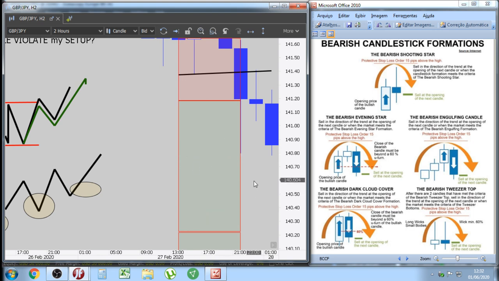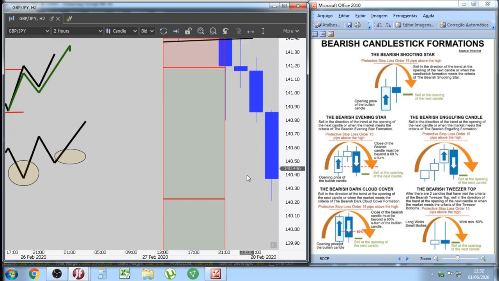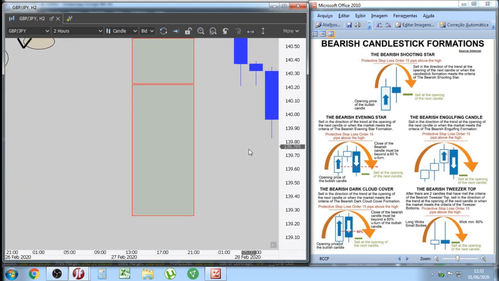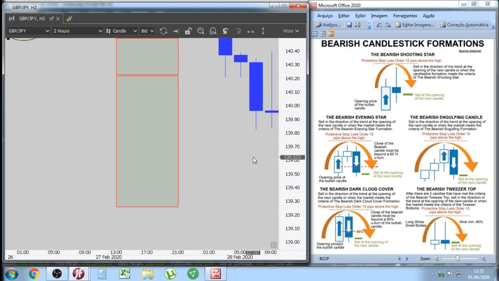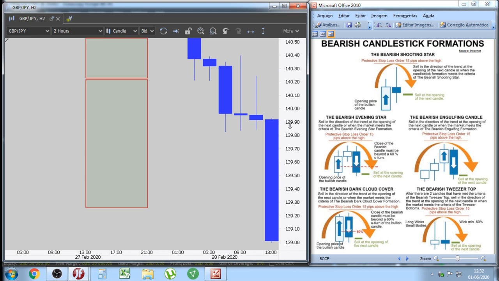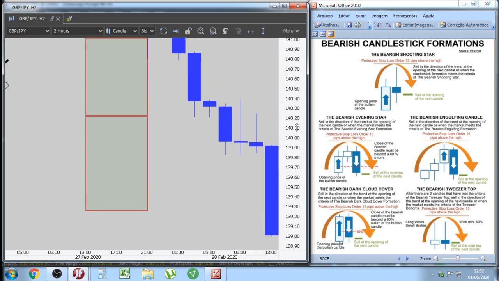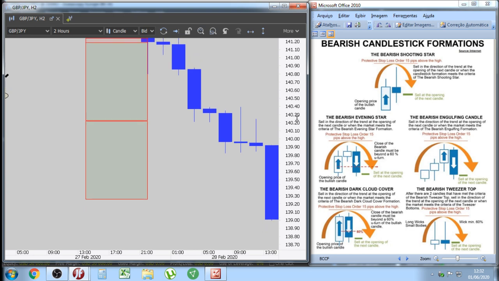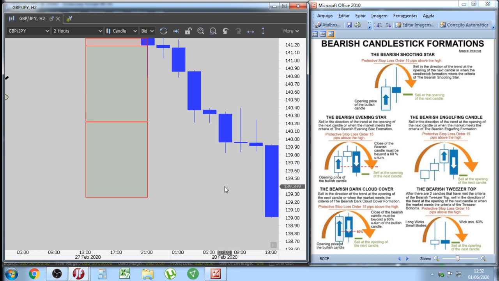Let's see how this is going to play out. Down, sideways, down, sideways, sideways, down. Did the swing trader win, everybody? Did the swing trader win? What do you think? Did the swing trader win?